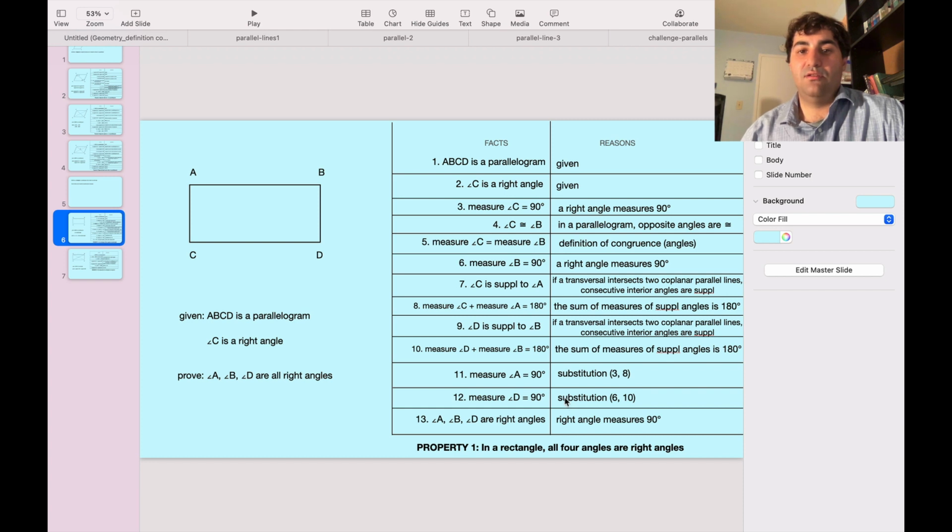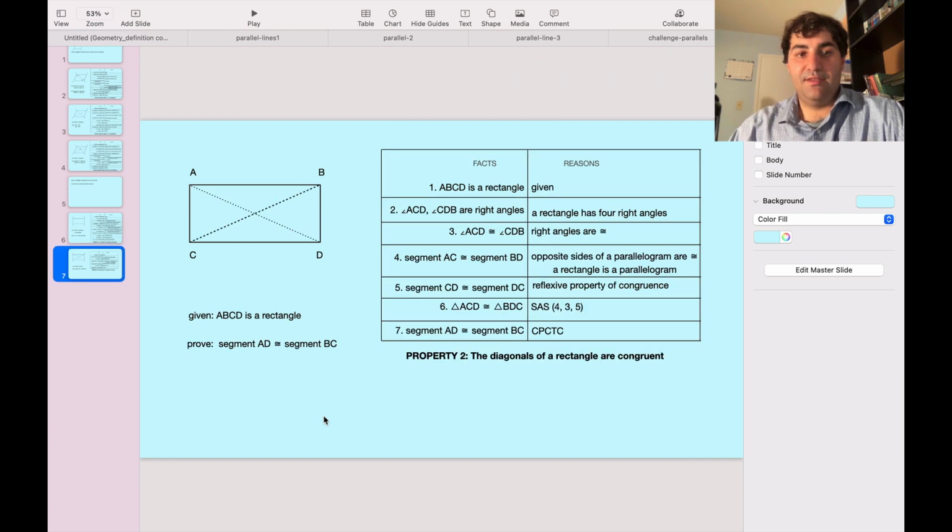So what have we shown? We've shown that the measure of angle B is equal to 90 degrees, the measure of angle A is equal to 90 degrees, and the measure of angle D is equal to 90 degrees. So we know that all right angles measure 90 degrees, so we can establish that angle A, angle B, and angle D are right angles. So that's an important property about rectangles. All 4 angles are right angles.